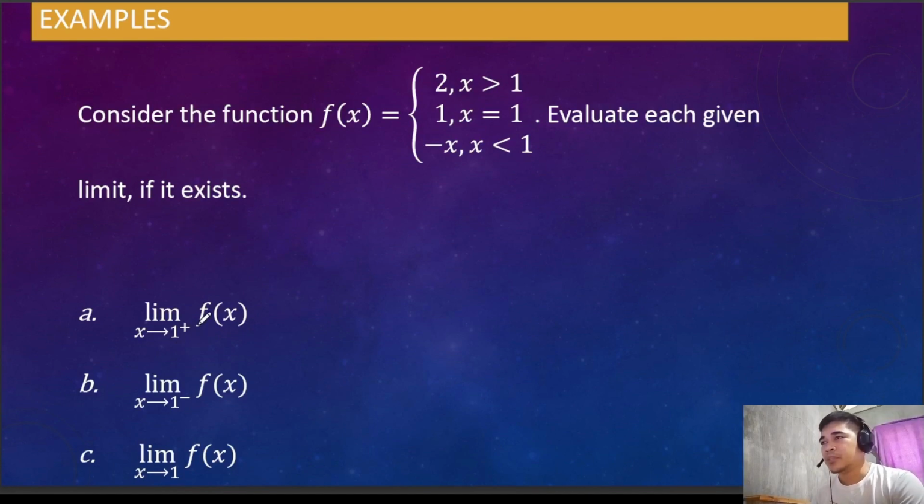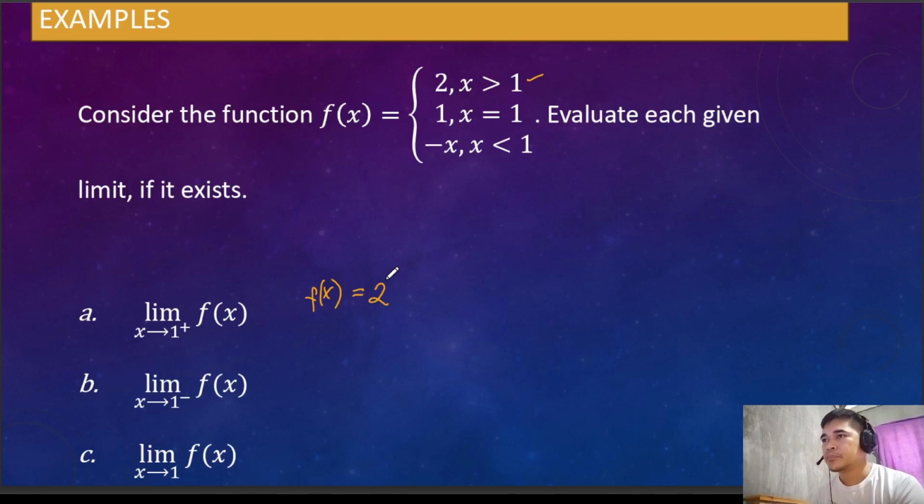For letter A, limit of f of x as x approaches 1 from the right side. Positive right side, greater than 1, closer and closer from the right side. We're going to consider the value x is greater than 1. So, from the given itself, if x is greater than 1, we're going to use f of x equals 2.